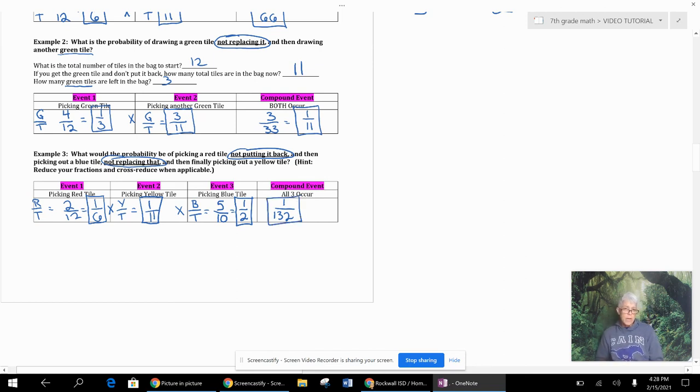Would you put money on it that you're going to pick out a red, then a yellow, then a blue? Because your chances aren't very good that you're going to be successful. Your chances are 1 out of 132. Not too great. Okay. If you need help with this, please don't hesitate to ask or watch this video over.